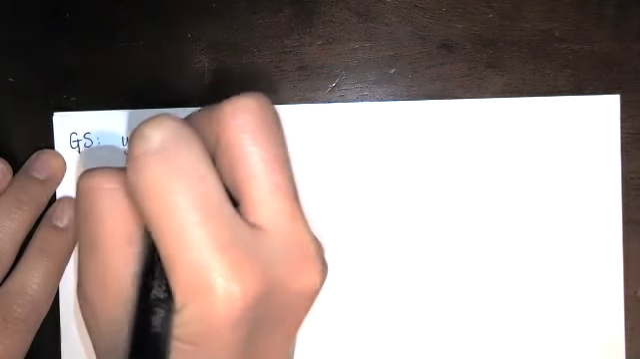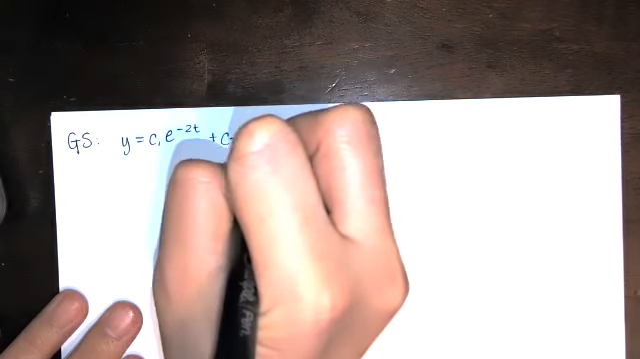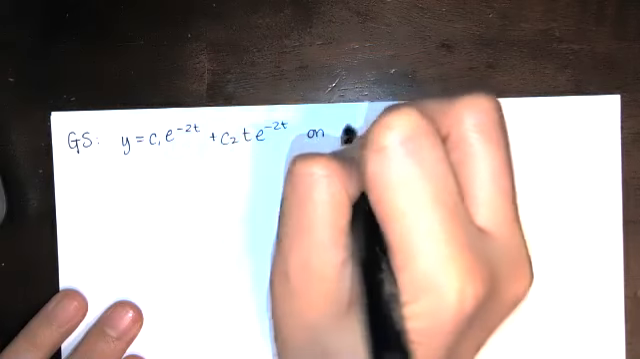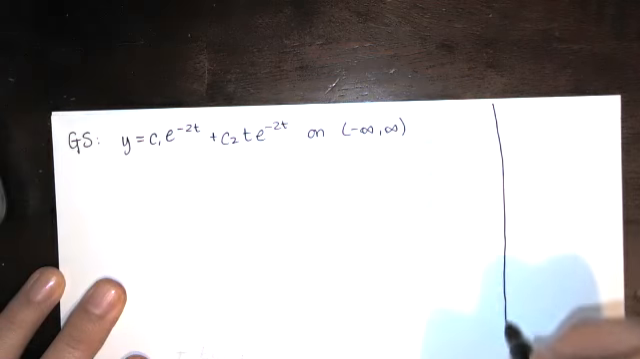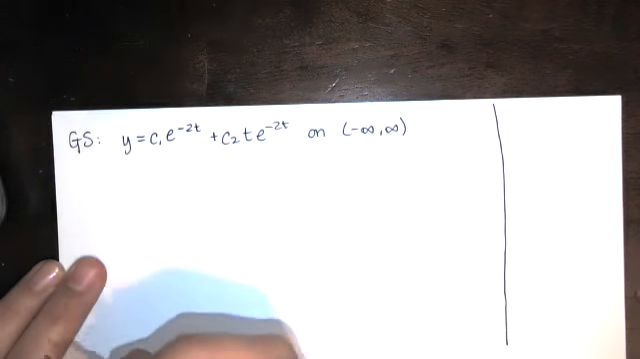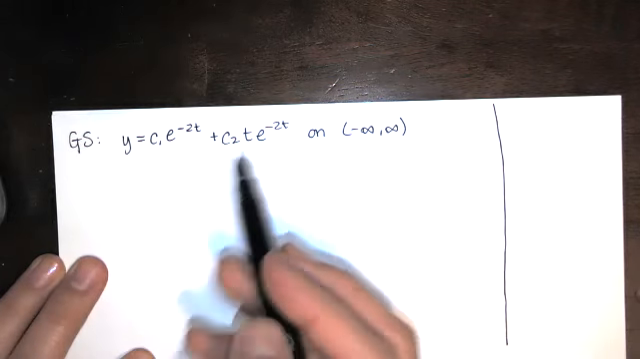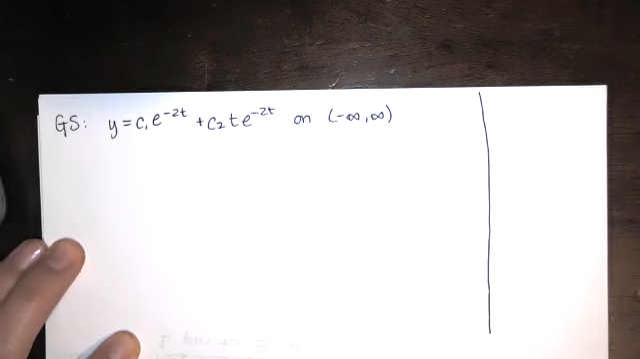All right. So let's finish this problem. We found the general solution. It was y equals c1 e to the negative 2t plus c2 times t e to the negative 2t, and we have that on the interval from negative infinity to infinity. But to finish the problem, we need to use the initial conditions to find the values of c1 and c2.